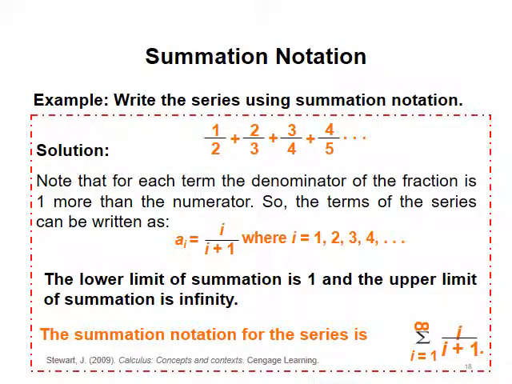Write the series using summation notation: 1 over 2, 2 over 3, 3 over 4. Then directly we say this is n and this is n plus 1. And since it goes up to infinity, the dots mean going to infinity, so I need to write infinity as the upper limit of the summation notation.